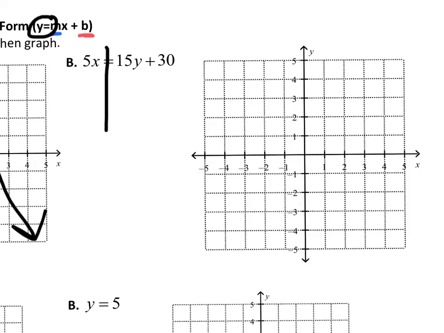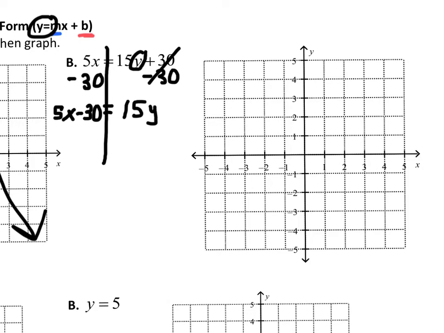In order to get this equation having the y all by itself, first we need to get rid of the plus 30. So we will minus 30 and minus 30. 5x and 30 are not like terms, but I will write the 5x first and the minus 30 second, and that all equals 15y. We almost have y all by itself. We have to get rid of the 15 that's being multiplied by. So we divide by 15, and we divide everything on the other side by 15 as well, underneath the 5x and underneath the 30. Now it's just a matter of simplifying.